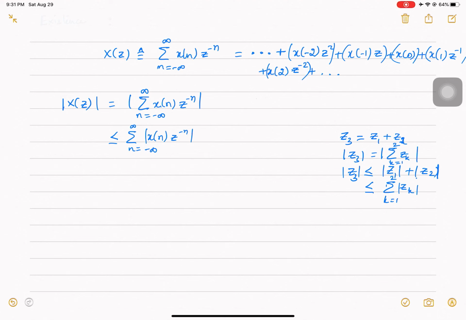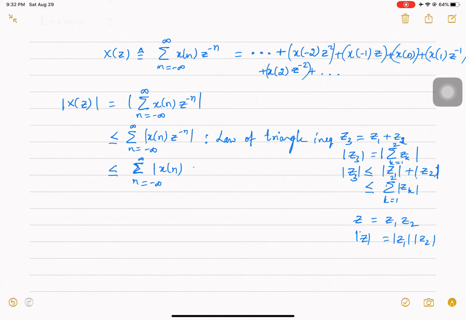Okay, so now we know that if z is a product of two numbers z1 and z2, then mod of z will be equal to mod of z1 into mod of z2. So I am going to use this, so this will be less than or equal to summation n. This is by the law of triangle inequality. This is one of the important laws that you have to remember, inequalities. So mod x n into mod z power minus n.